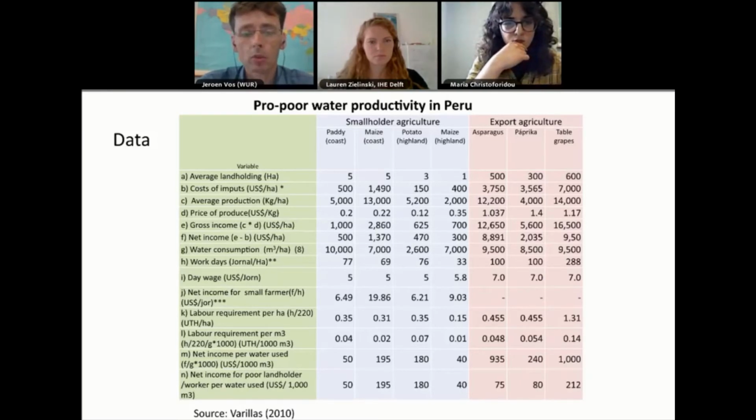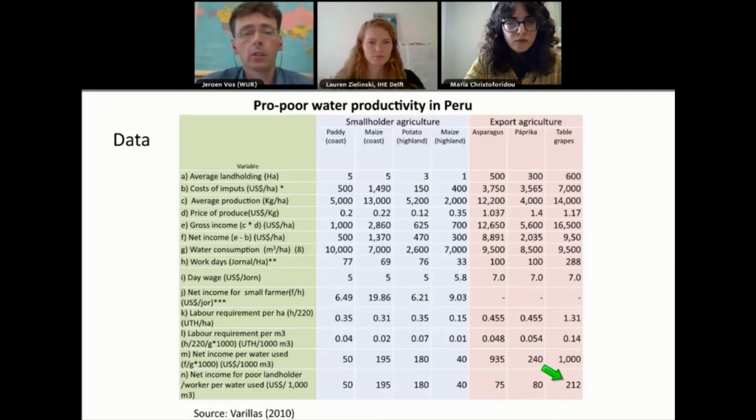But if you compare now to table grapes, also grown in the Ica Valley, $200 for the workers. Actually, that means that table grapes generate more income for poor people as compared to the potatoes in the highland. Very different from the asparagus. Why? Basically, because of the number of jobs being created much higher in table grapes. And that is because we have this labor of picking the grapes and all sort of manual labor being needed for pruning and selection of the grapes.